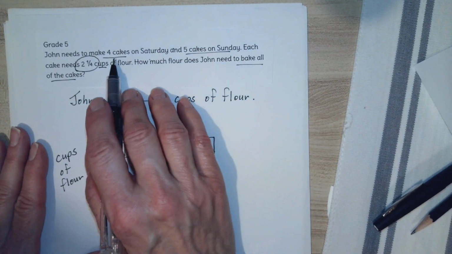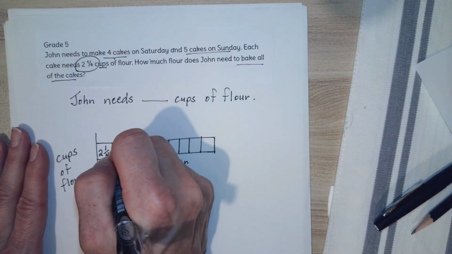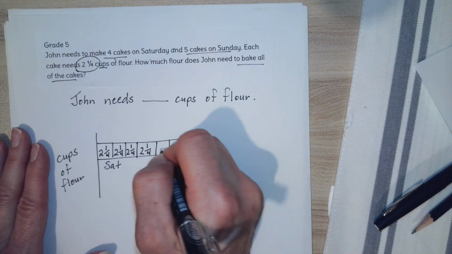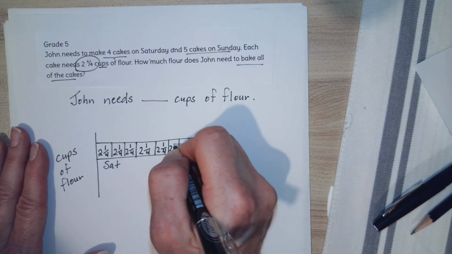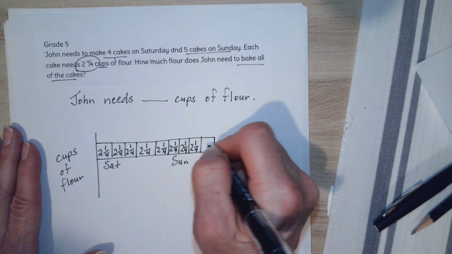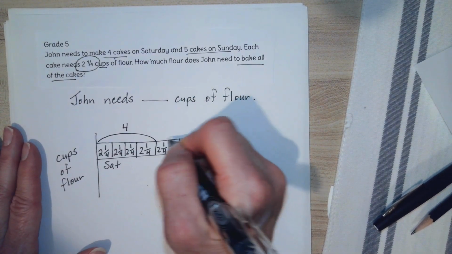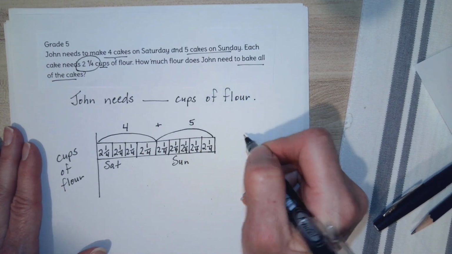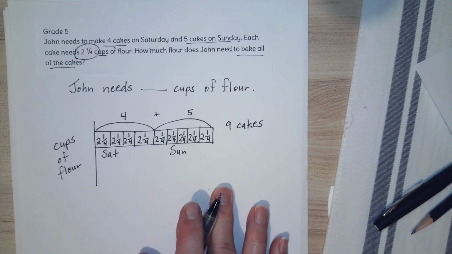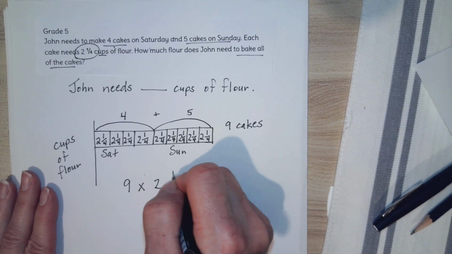Okay? So they're telling me 4 cakes on Saturday, 5 cakes on Sunday. Each cake needs 2 1/4. Now again, because this problem has a total of 9 boxes, I'm going to go ahead and write my mixed number in each of those. Okay, so this is Saturday, that's 4, that's 5. So he needs to make 9 cakes, okay? So he has to take 9 and multiply it, 9 times 2 1/4.